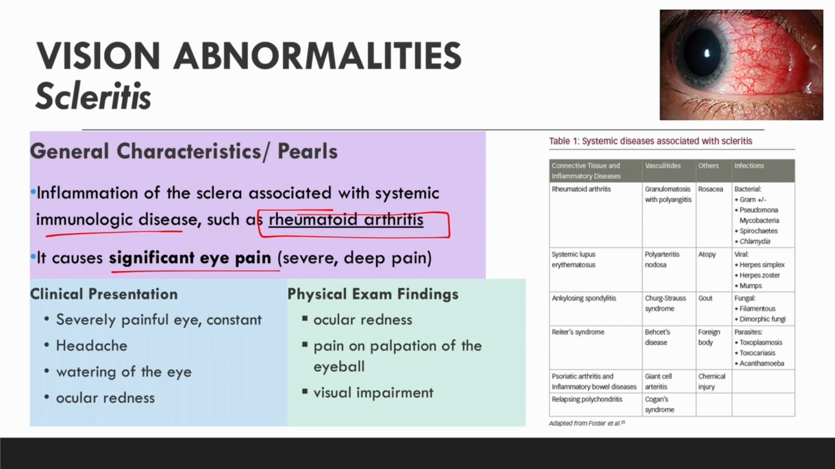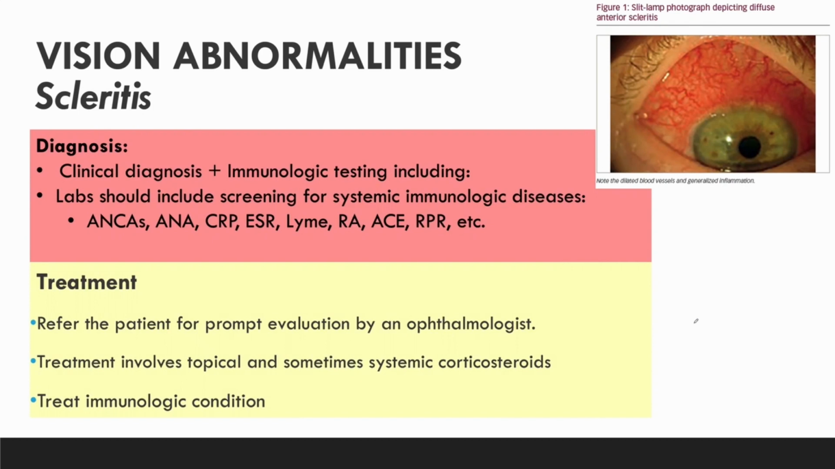So here are some of the things that can cause it. A lot of things I see in questions are RA, ankylosing spondylitis, Reiter syndrome. How do you diagnose it? Well, it's a clinical diagnosis, so you're going to do immunologic and rheumatologic testing for diseases, and refer to ophthalmology and rheumatology usually, or immunologists. Treatment: topical and systemic corticosteroids are the mainstay of treatment. And of course, you want to treat the underlying condition.